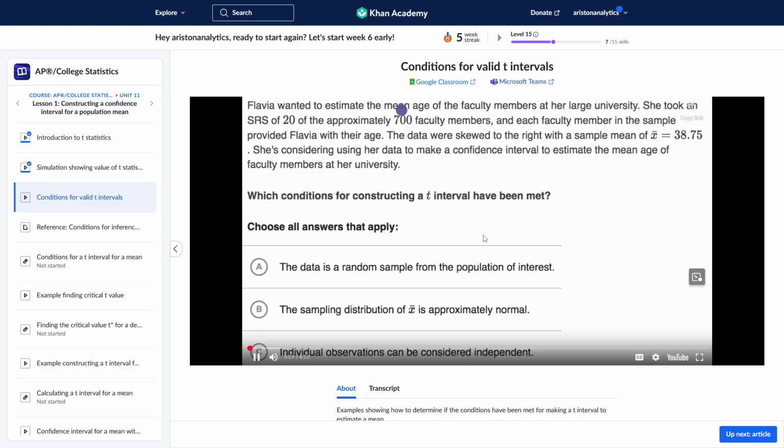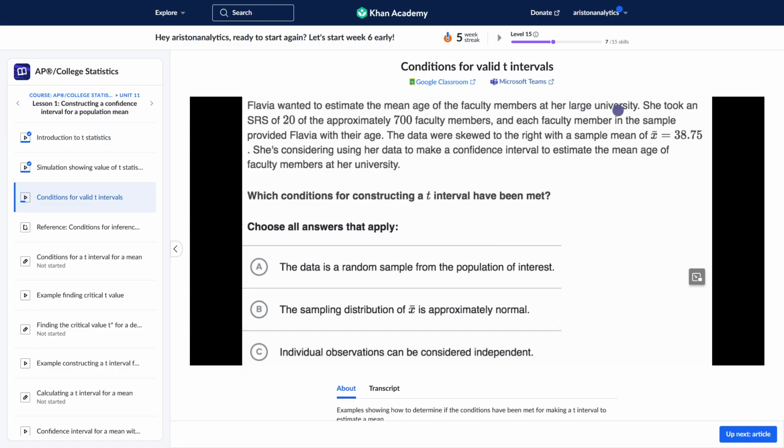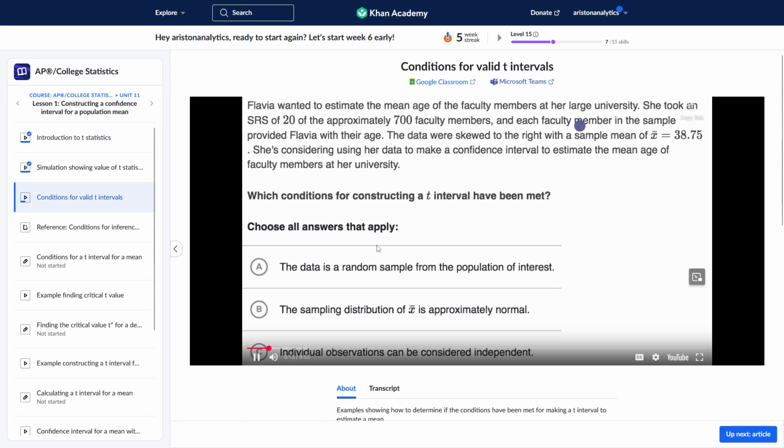Flavia wanted to estimate the mean age of the faculty members at her large university. She took an SRS, or simple random sample, of 20 of the approximately 700 faculty members, and each faculty member in the sample provided Flavia with their age. The data were skewed to the right with a sample mean of 38.75. She's considering using her data to make a confidence interval to estimate the mean age of faculty members at her university. Which conditions for constructing a t interval have been met?